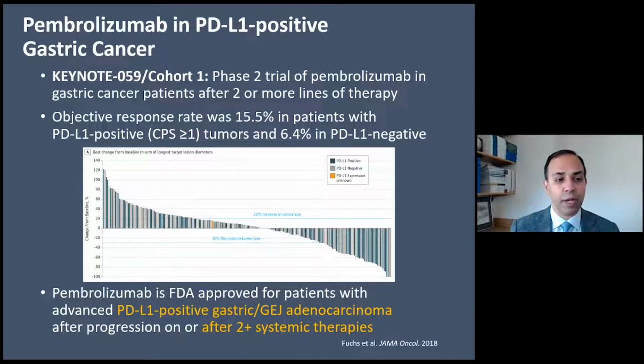In patients with PD-L1 positive tumors, the response rate was 15.5%, while in patients with PD-L1 negative tumors, the response rate was 6.4%. We can see in this waterfall plot from this trial, which shows the best change in lesion diameters for patients receiving pembrolizumab, that patients who had a significant decrease in tumor size were primarily PD-L1 positive. Based on this trial, pembrolizumab was approved by the FDA for patients with advanced PD-L1 positive gastric or gastroesophageal junction adenocarcinoma after progression on or after 2 or more lines of systemic therapy.